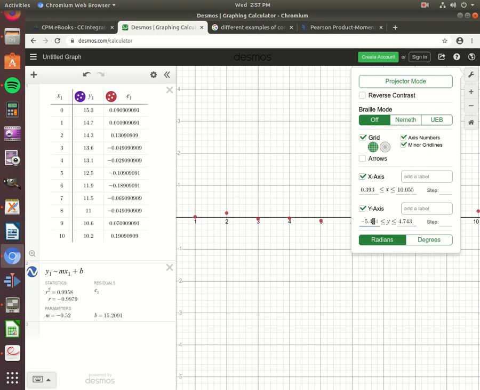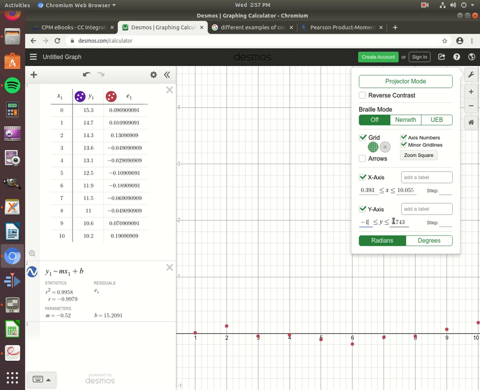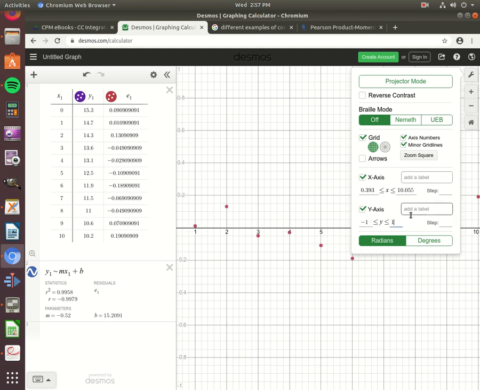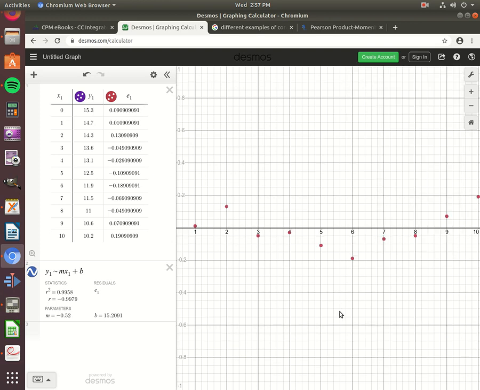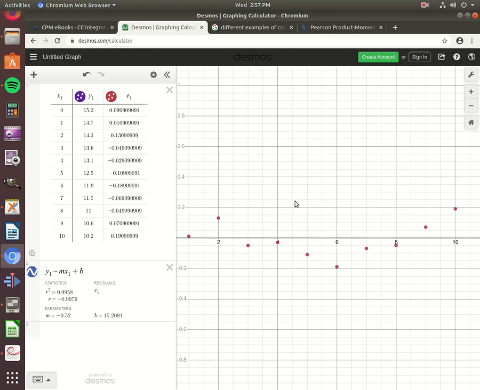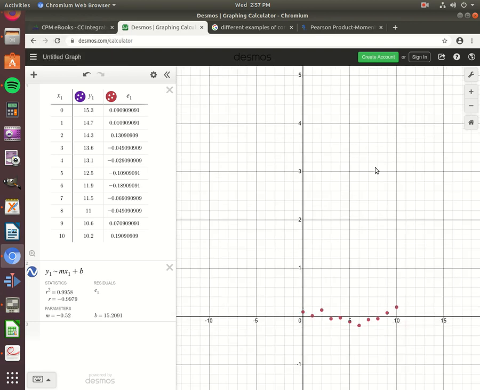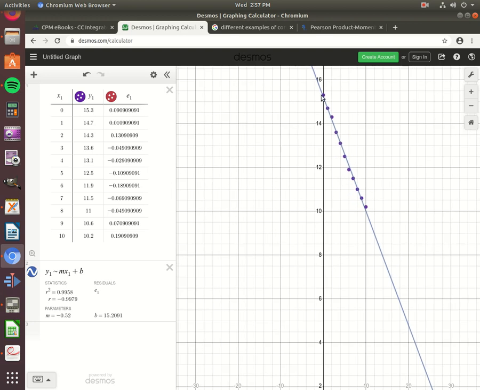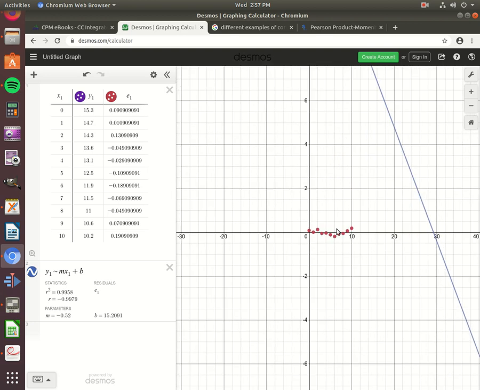If I want to change my y to go from like -1 to +1, it becomes way more pronounced. So you're allowed to change your scale to look at the residual plot if you want to. And you can see, again, we're coming to the same conclusion that a line is not a good fit. Ironically enough, it looks so good up here, right? But a line is not a good fit because we see a pattern in the residual plot.